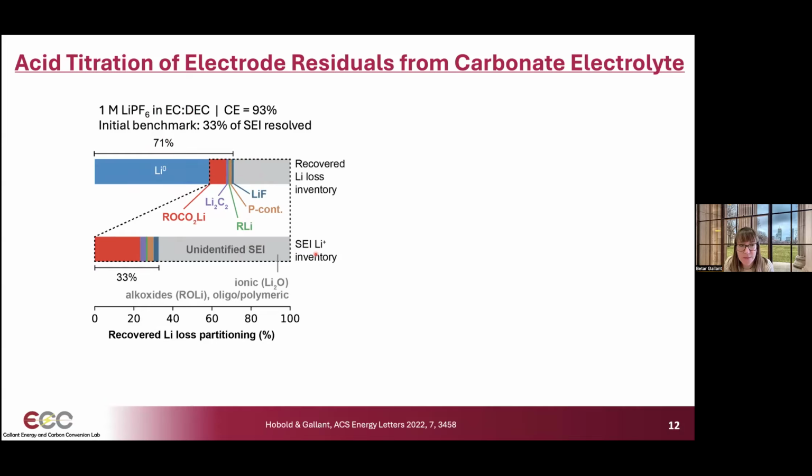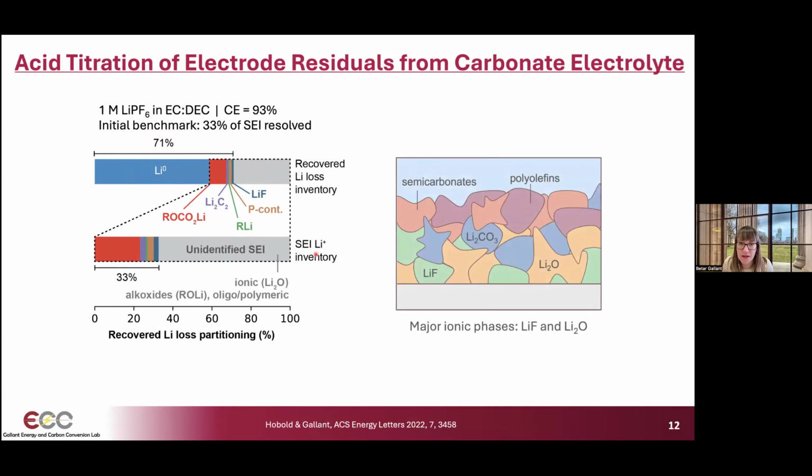So that was a good starting point, and it allowed us to start to look at how the SEI composition would change under cycling conditions. But you'll see that there's a large gray region here that was unresolved. So what this corresponds to are SEI phases that simply are not acid reactive and don't have reporting molecules upon the titration. And so what are those? They are polymeric SEI materials, for example. You could think about alkoxides potentially, but a major phase was lithium oxide.